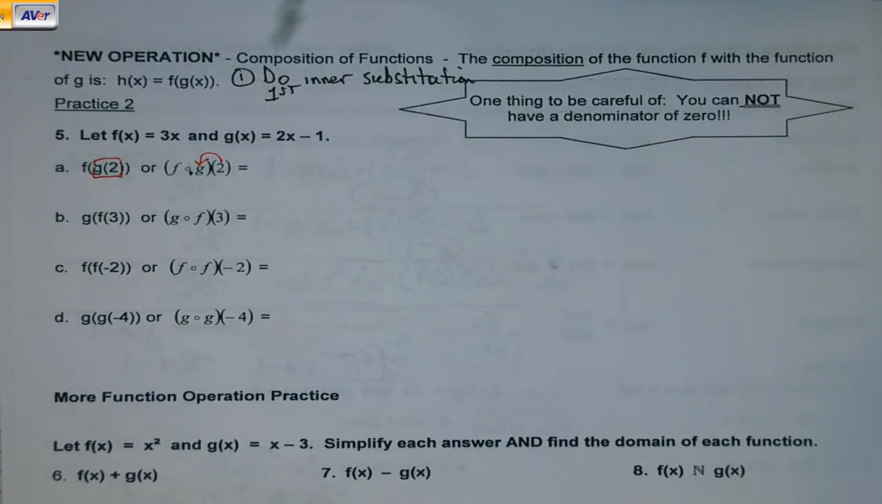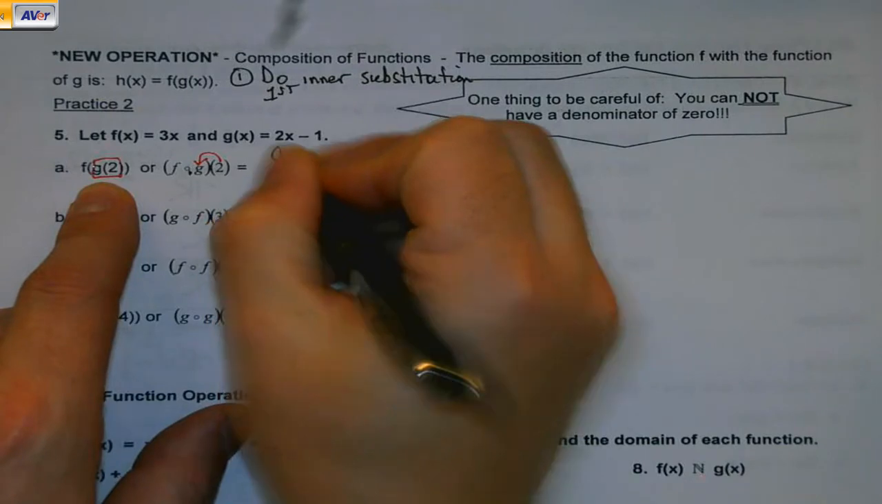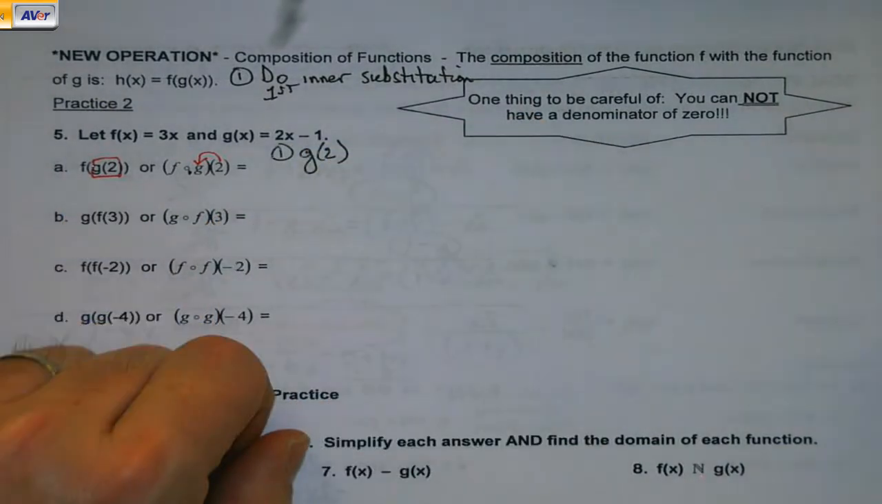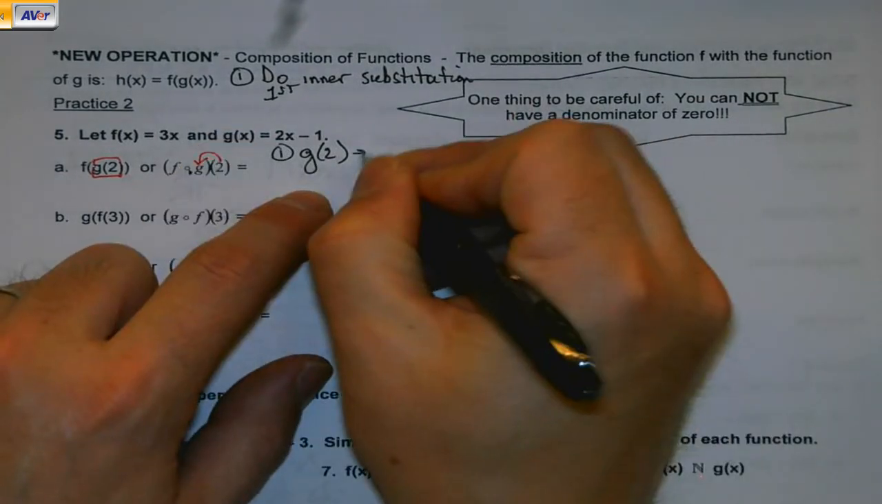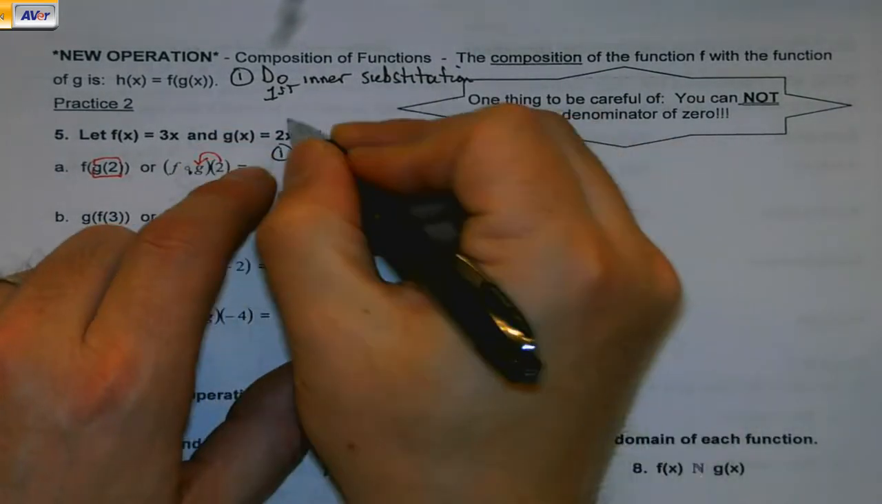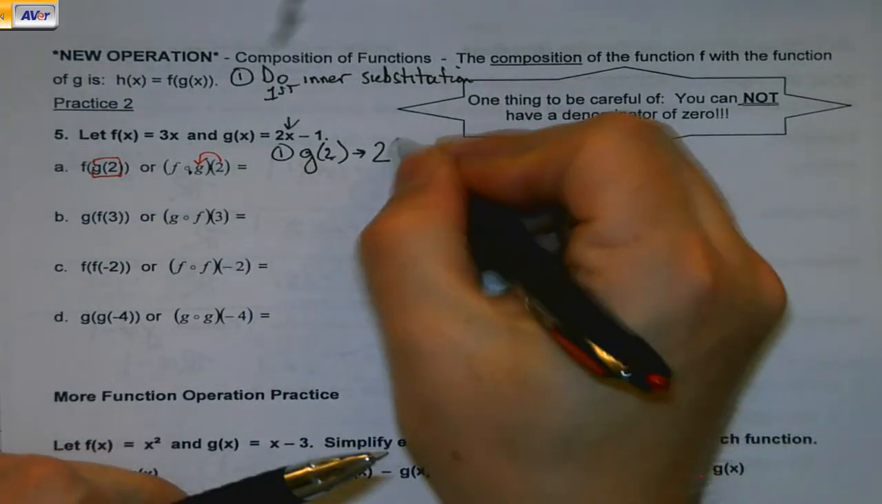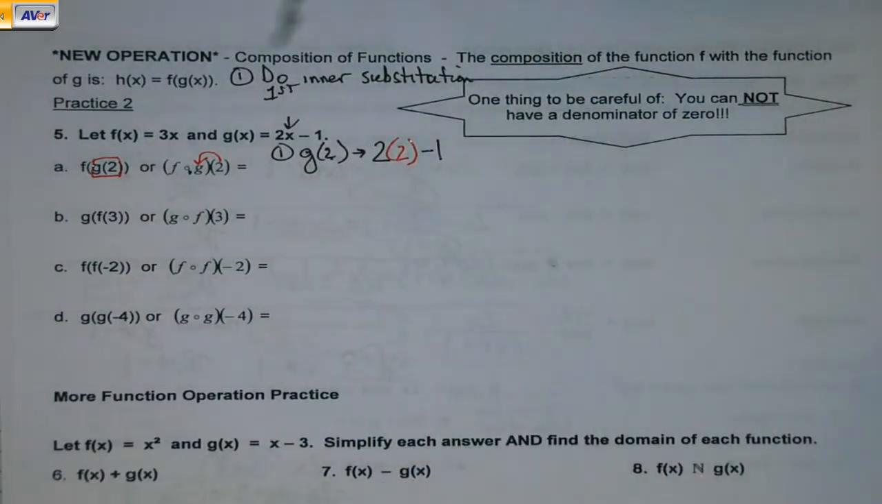So here's how this would work. My first job is to do g of 2. Okay, well, what does that mean? Well, we remember from yesterday, g of 2 just means I'm going to take my g function, and when I get to x, I'm going to plug in the number that's in the parentheses. So I'm going to substitute in the 2.